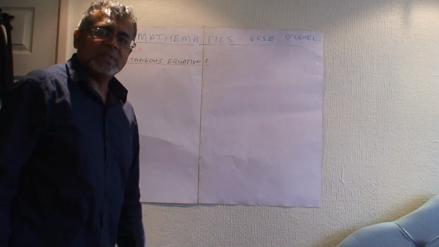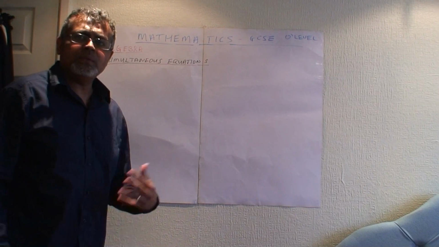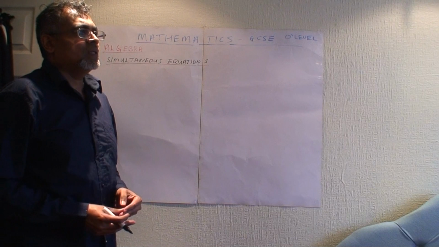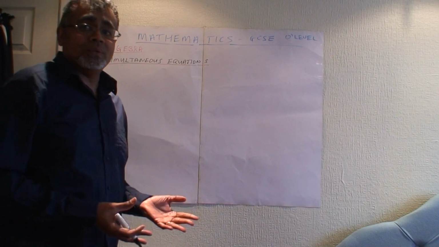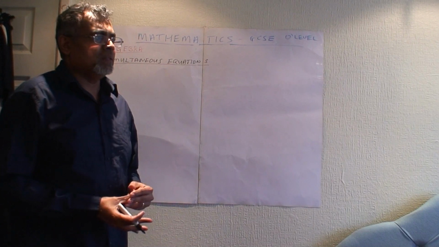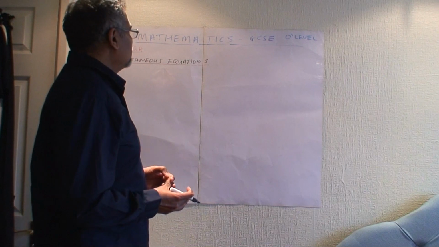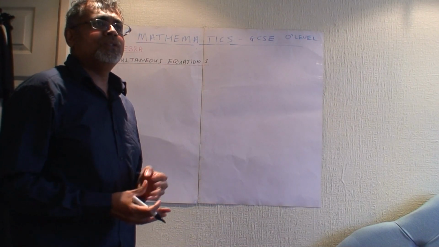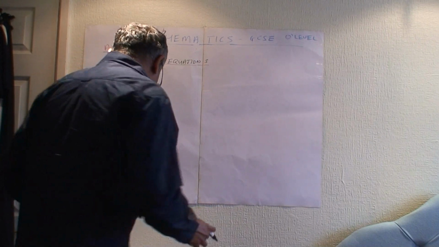Today we're going to look at simultaneous equations. Now when we talk about simultaneous equations, they are equations where you have to solve two unknowns. Like the unknowns could be x and y. You have to solve the two unknowns. And in simultaneous equations you'll be given two equations at the same time to solve.